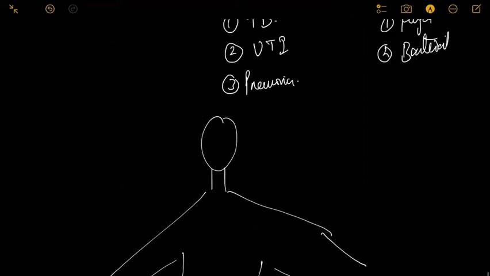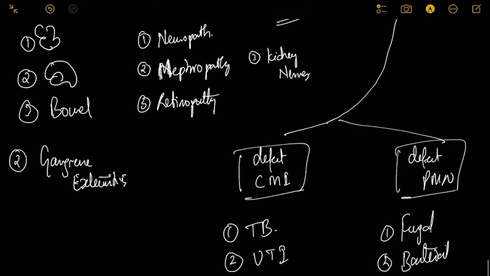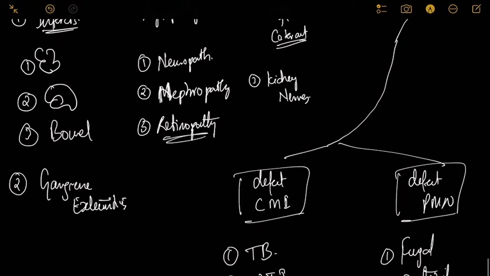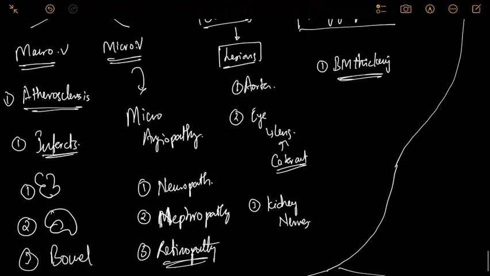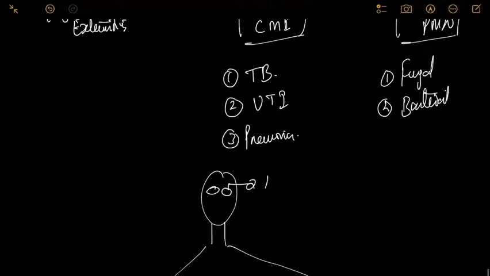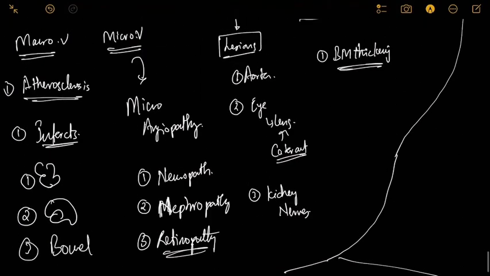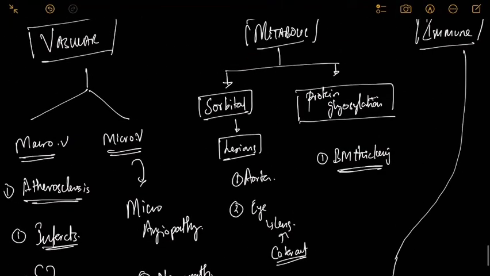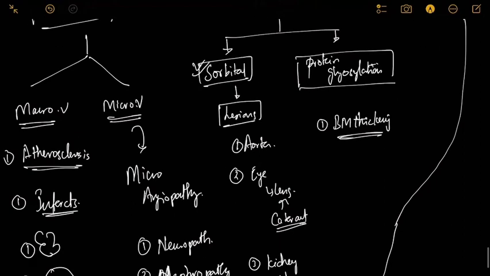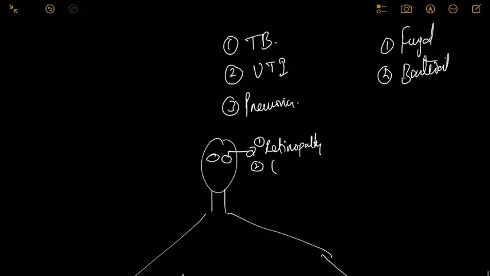All right, so we saw in the eye, one we saw here. Where did we see that? Yes, your retinopathy, which was under the microangiopathy heading, that is of your microvessels. That was your retinopathy. And the second thing we saw related to the eye, under the metabolic heading, sorbitol pathway, we saw lesions of the eye. That was a cataract.